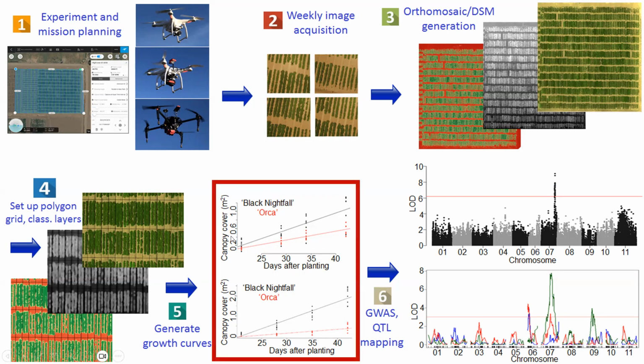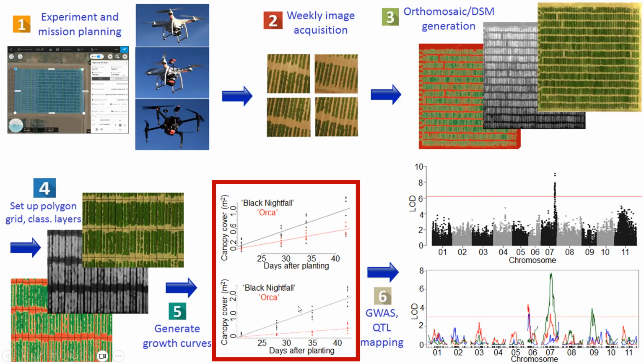I wanted to draw your attention to this area specifically, where I'm isolating our fastest and slowest growing types. The fastest of these was Black Nightfall. You can see days after planting and canopy cover, and the amount of canopy cover per plot of Black Nightfall is so much faster than this variety called Orca.